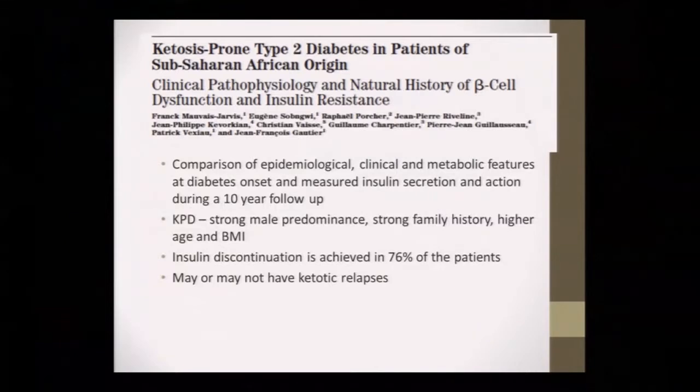So this is the paper that I was talking about that used the modified ADA system. Pretty much what it says: ketosis-prone type 2 diabetes in patients of sub-Saharan African origin. This was actually done in France, not in Africa, but they took patients that originated from Africa and presented in ketotic states. They're trying to say that you can determine who is going to require insulin later or not by their epidemiological, clinical, and metabolic features at onset, and then they measured their insulin secretion and action during a 10-year follow-up.